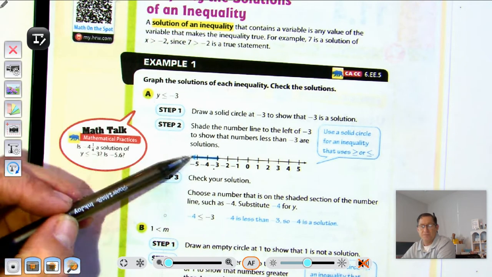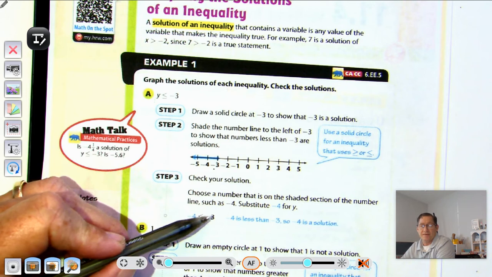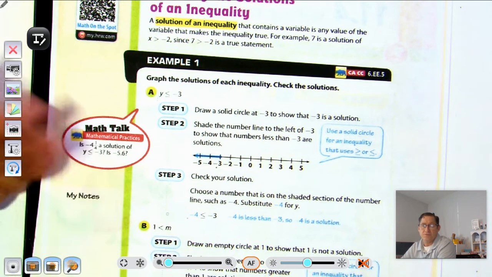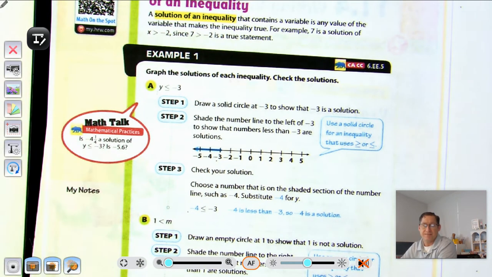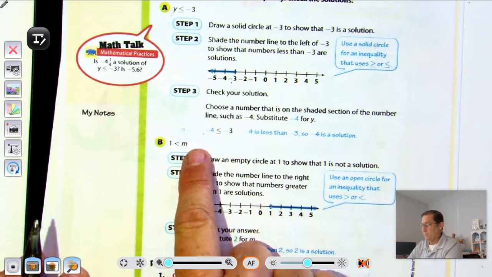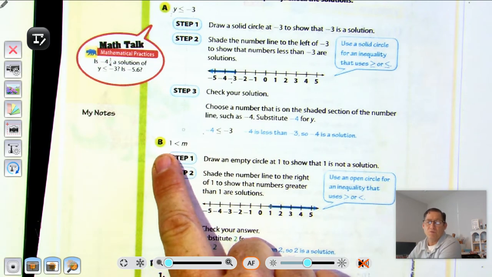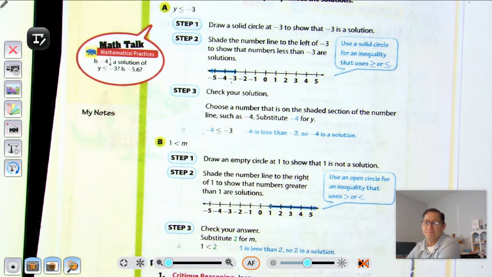Check your solution. Well, we can choose any number on here to see if that's true. Is negative 4 less than or equal to negative 3? Yes, so it's a solution. Negative 5 is less than negative 3, so it is also a solution, and so on. All right, in this one, we have m is greater than 1. So we want all numbers greater than 1.